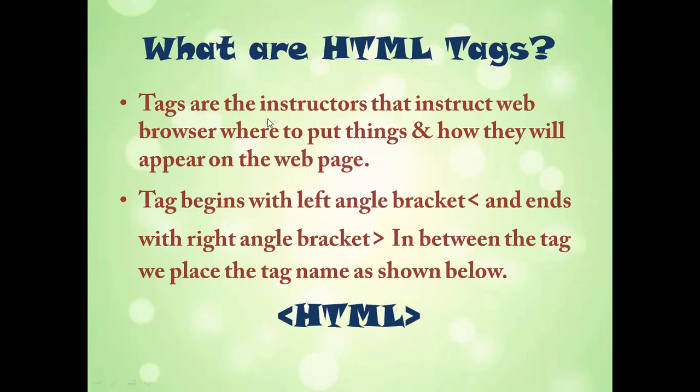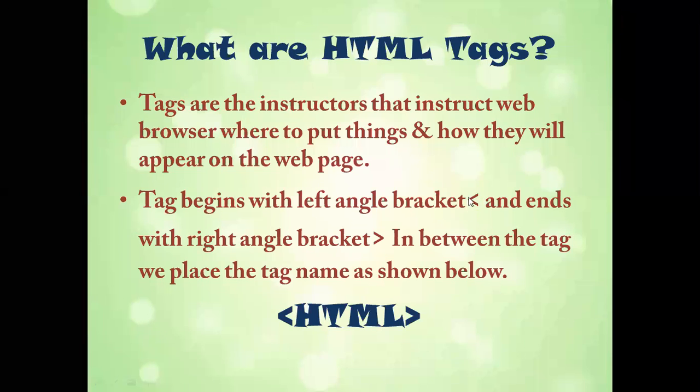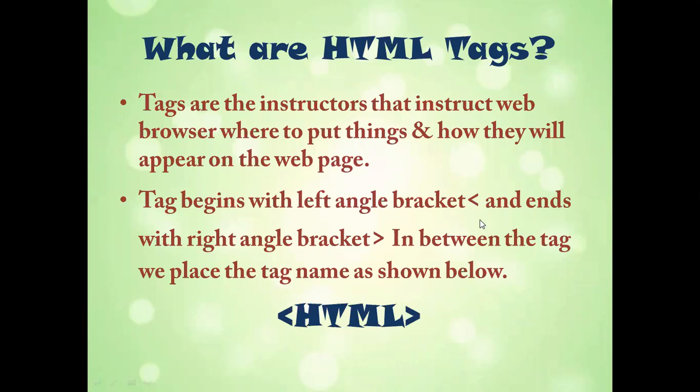So tags are instructions that instruct the web browser where to put things and how they will appear on the web page. If I want to give a color to my text, that can be done with the help of a tag. So tags are basically instructing the browser how to display things on the web page. Tags begin with a left angle bracket. This is an angle bracket. Tags always begin with a left angle bracket and end with a right angle bracket. In between, we place the tag name as shown below.